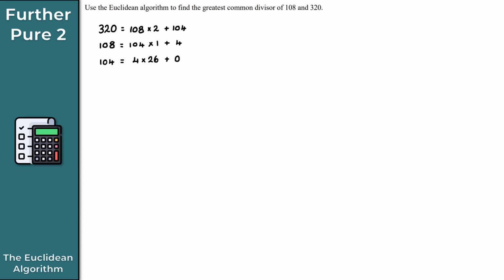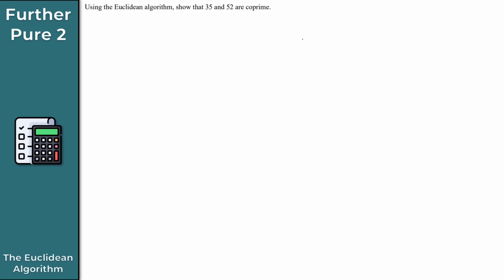Okay? So what that means here then, and let me just quickly do this in a different color here, is the last non-zero remainder then, this value here 4, this is the greatest common divisor of 108 and 320. Okay? So therefore then, let me just write underneath here, the greatest common divisor, or GCD here, of 108 and 320 is equal to this value here, the last non-zero remainder, which in this case gives us 4. Okay? And there we have it then. So hopefully nice and straightforward. That gives us the solution to question 1.